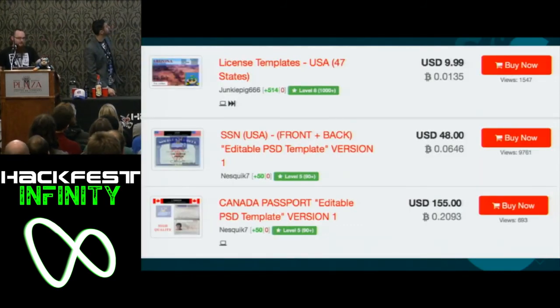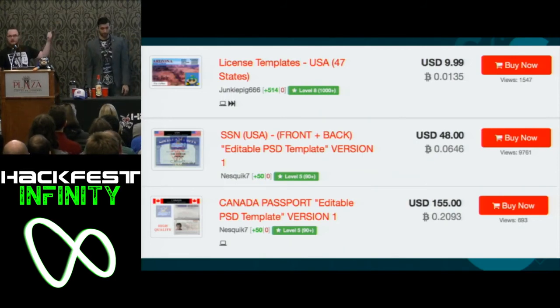And you can get different licenses for different states. Social security cards. What is it here? SSI? You guys know what social security is. SIN. Yeah, okay. It's a SIN PSD template. Throw it in Photoshop, do whatever.